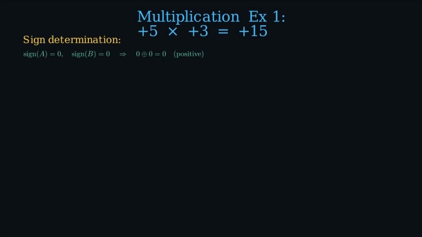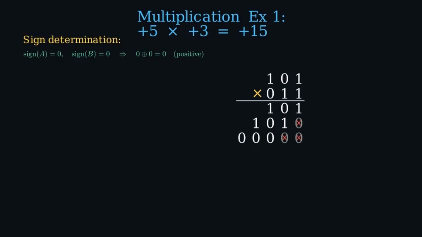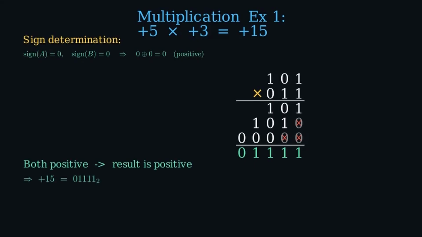So for example, 5 times 3, we're just going to multiply like normal because we have 2 positive numbers. So our resultant number will be positive. So multiplying like normal, and then we add at the end. We get our answer, but because it's positive, we don't have to do anything. That's our final answer.